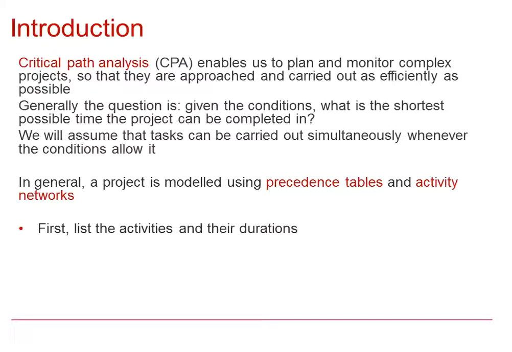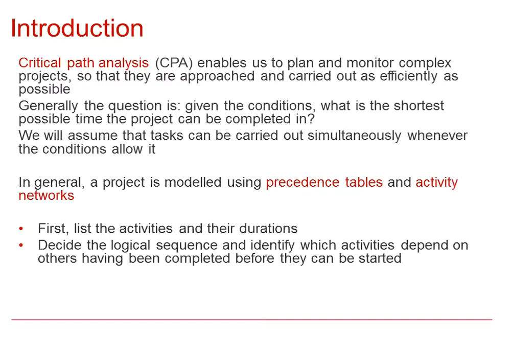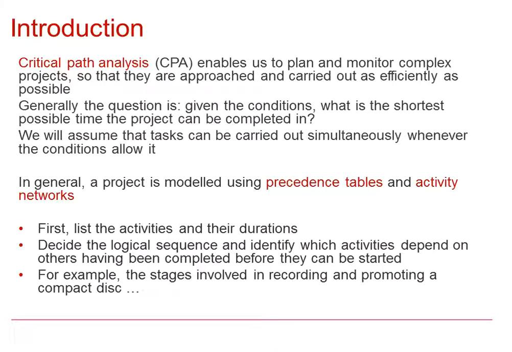First, we need to list the activities within the project and their durations, in terms of the time required. Once we've decided the logical sequence of activities and also have identified which activities depend on other activities having been completed before they can be started, then we can put together those precedence tables and start to build an activity network.